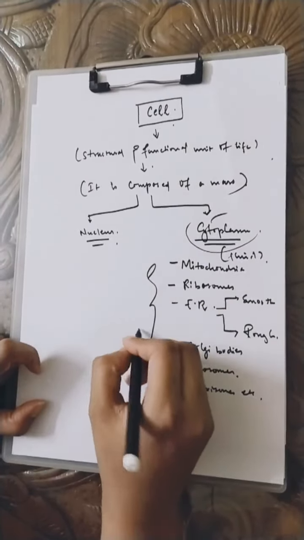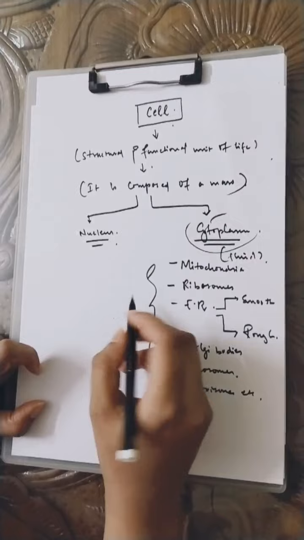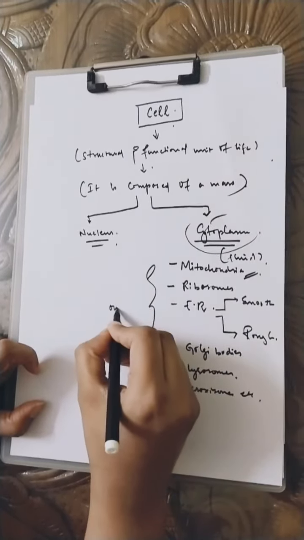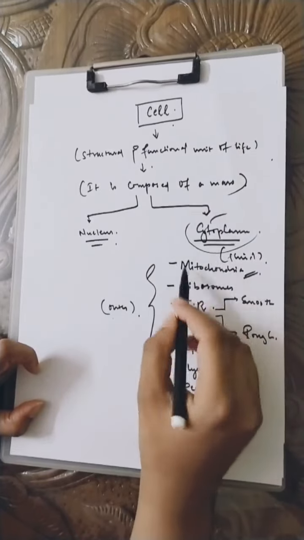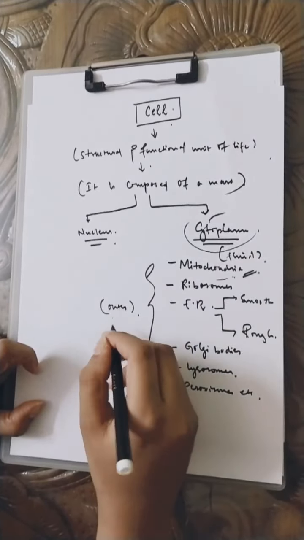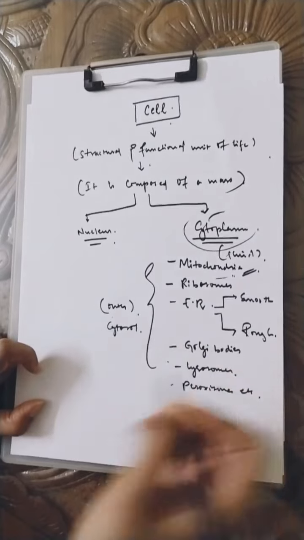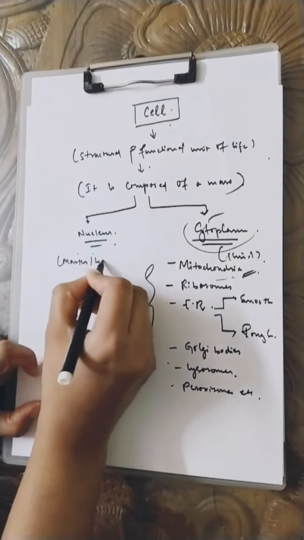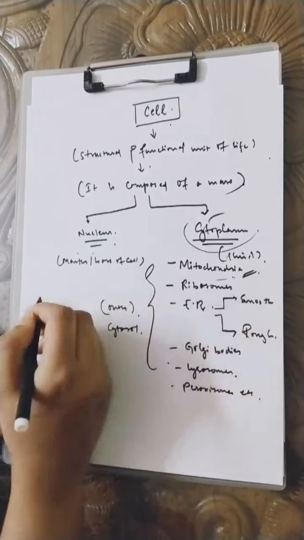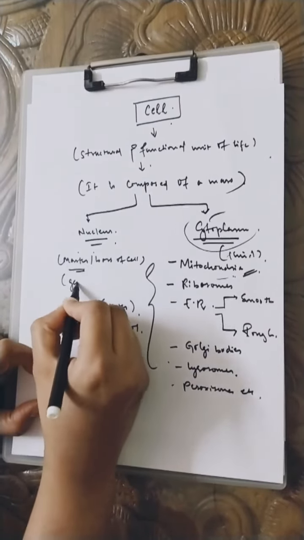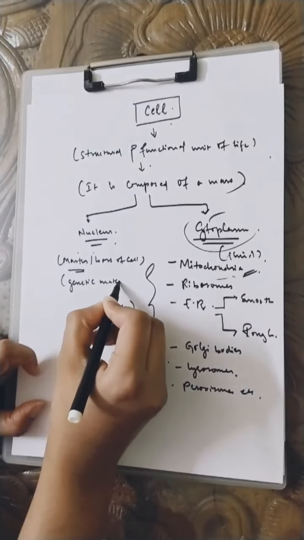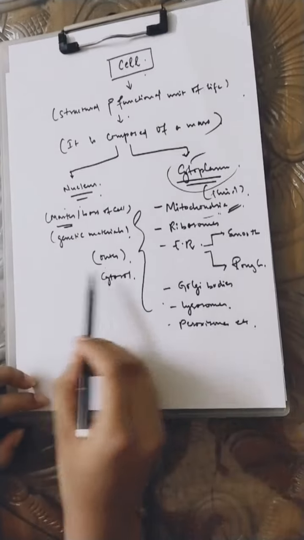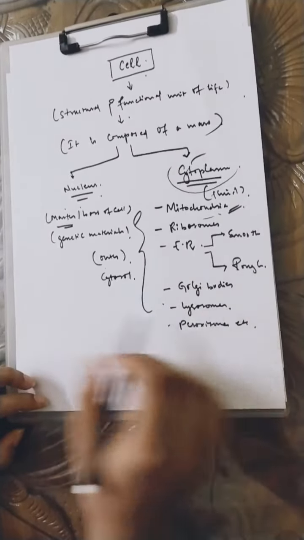When we consider the fluid type substance present outside these cell organelles, the outer fluid substance excluding the organelles is called cytosol. The nucleus is the master or boss of the cell. Why do we call it that? Because it consists of the genetic material. So, this is the concept of the nucleus and cytoplasm.